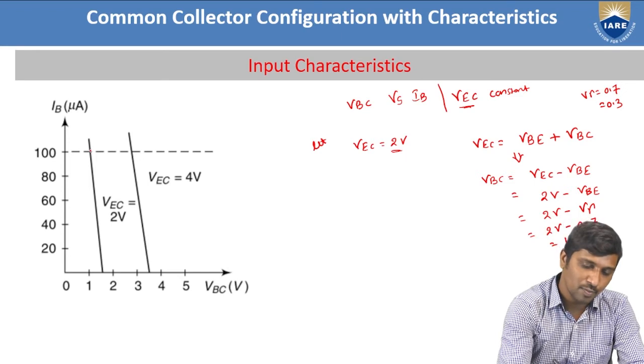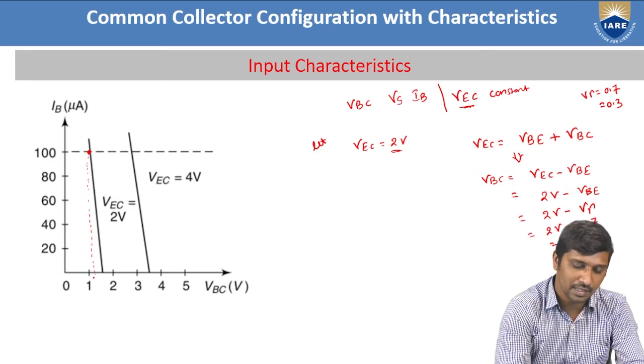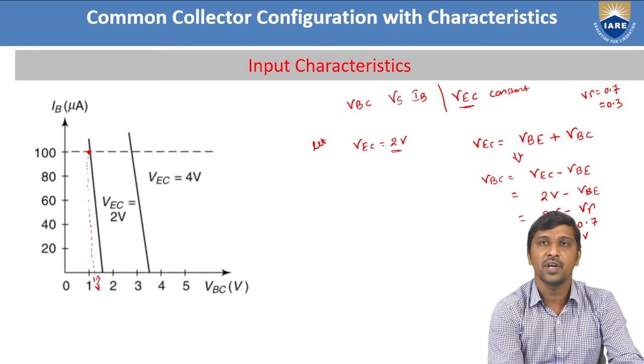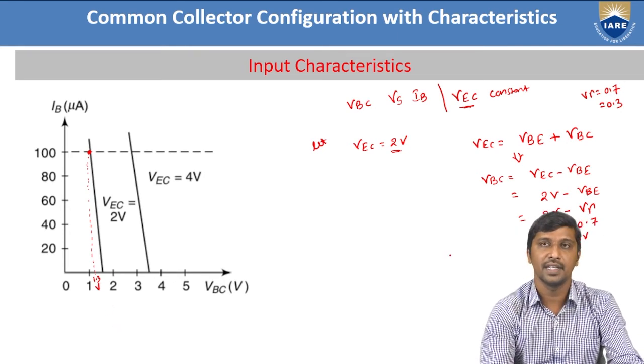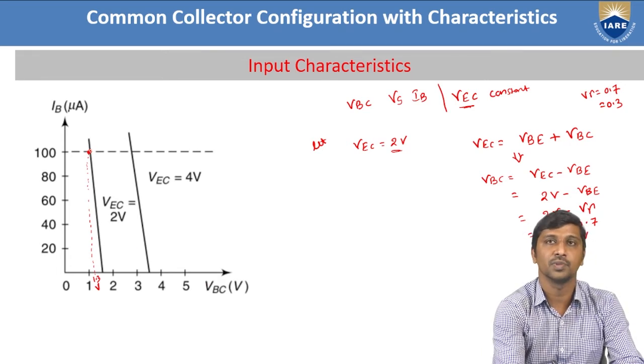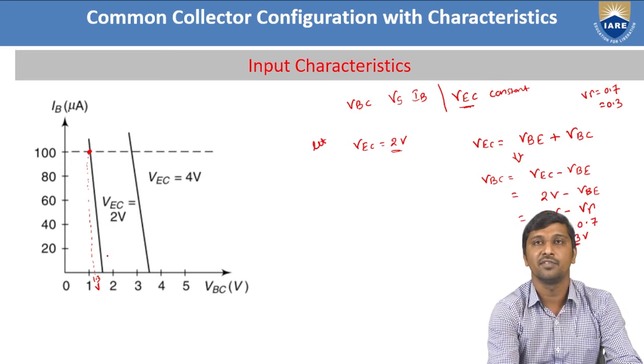So let us take this voltage. At this point, the voltage across this VBC is represented as 1.3 volts here. At this 1.3 volts, the input junction allows the maximum current. That maximum current I represented here. Now we'll see what happens, why this inclined slope will be formed here.